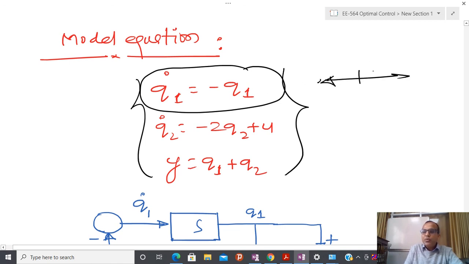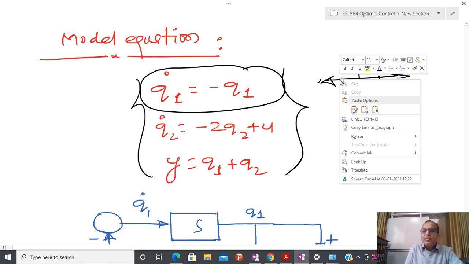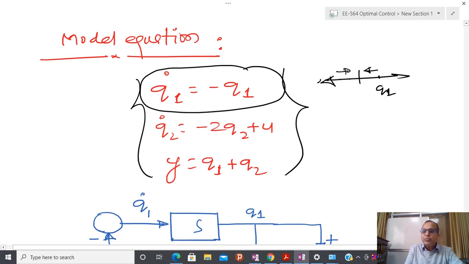q1 belongs to R, so this is some kind of real number, so you can take q1 anywhere, and after that q1 dot is minus q1. So if q1 is positive, then q1 dot is negative. If q1 is negative, then q1 dot is positive. So finally I converge to the equilibrium. Due to that reason, q1 always tends towards 0 as t tends to infinity. Obviously I cannot converge to the origin in finite time.